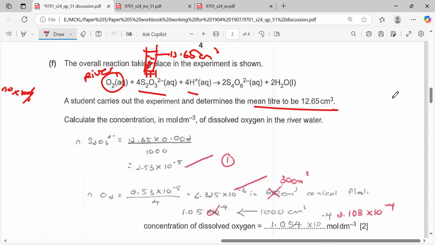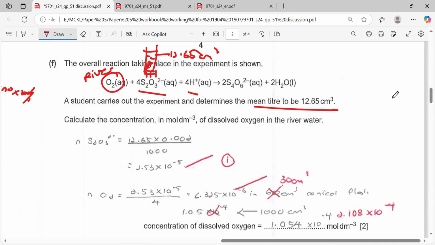So first, I calculate the moles of sodium thiosulfate, which is 12.65 times 0.02. I get 2.53 times 10 to the negative 5. So based on the stoichiometry, we have 1 oxygen to 4 thiosulfate. So I find the oxygen mole by dividing by 4. So this is 6.325 times 10 to the power negative 6. Okay, now the mistake I made is in 60 centimeter cube of conical flask. That was my mistake.